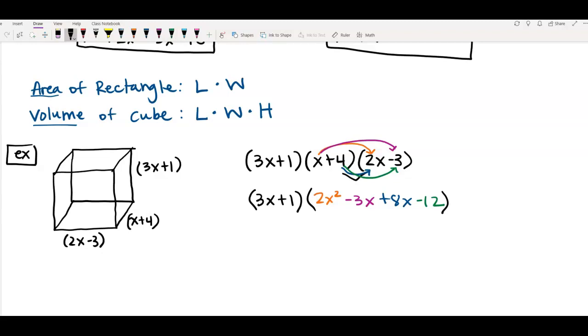it by that binomial. Now you could just go ahead and start distributing the 3x through to everybody and then distribute the 1 through. Or sometimes people like to combine the like terms together first so we don't have so many terms to multiply. But it won't matter in the end whether you combine these together first or whether you distribute it through. You will get the same answer either way.